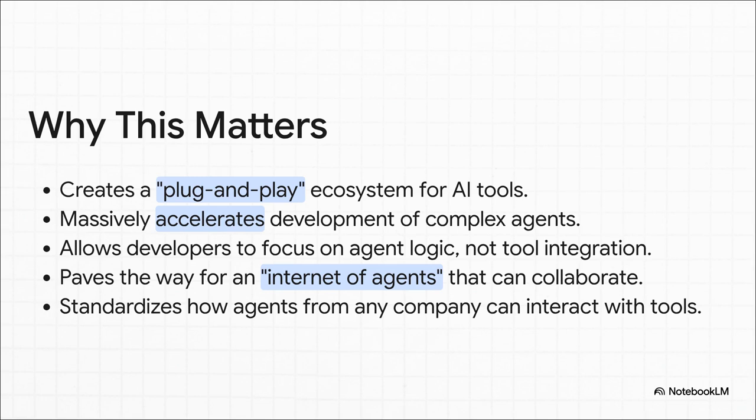MCP creates a genuine plug-and-play ecosystem. It frees developers from all that boring integration work so they can focus on what makes their agents smart and unique. But the biggest idea, the most powerful concept here, is that it paves the way for an internet of agents. Because it's a universal standard, an agent made by Google could, in theory, use a tool provided by an agent from OpenAI. It creates a common ground for real AI collaboration.